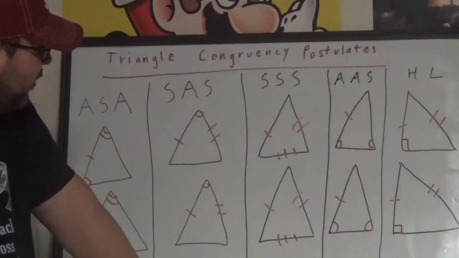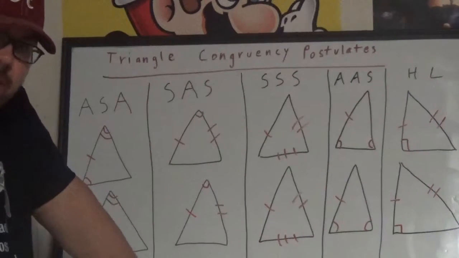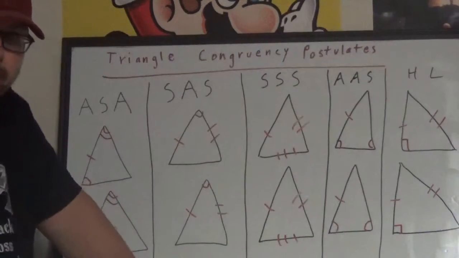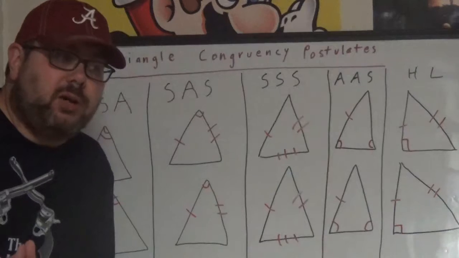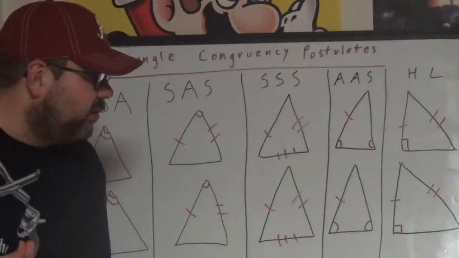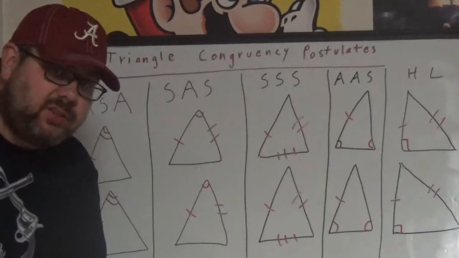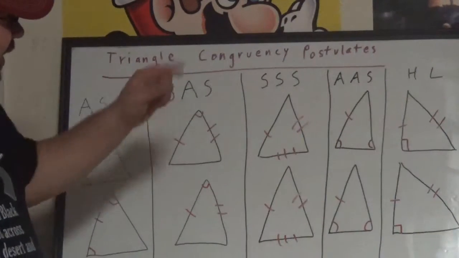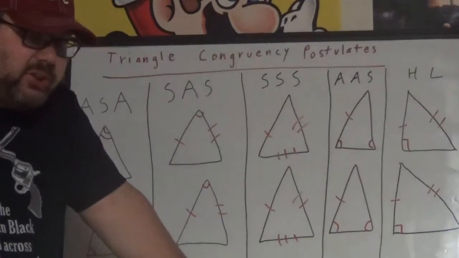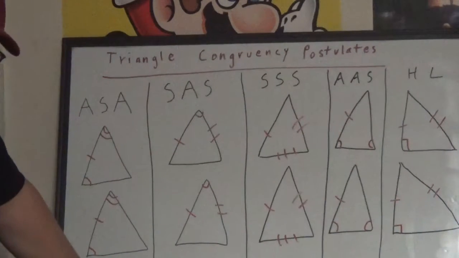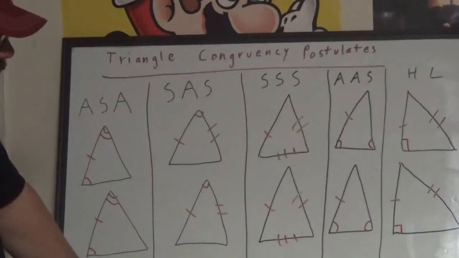And congruency means two, in this case, triangles, but it could be any two objects that have the same size and shape. Two things that are exactly the same. In this case, we're talking about triangles that are exactly the same. We can also refer to sides and angles which are exactly the same. And postulates kind of just means rules. I'm going to go over the 5 postulates, or rules, which prove triangle congruency.